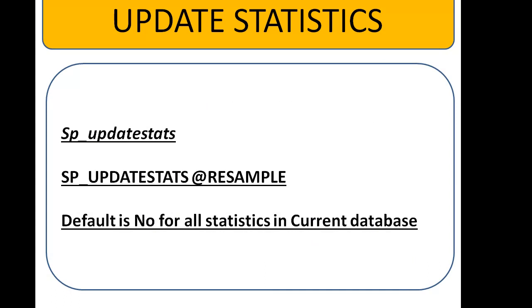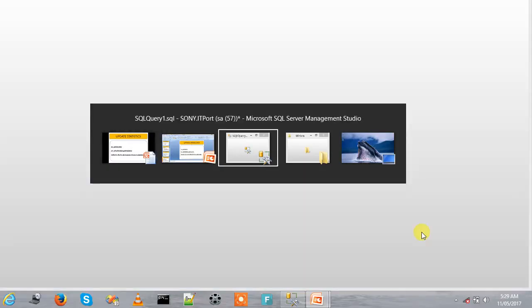Third one is sp_updatestats. It's a stored procedure used to refresh all statistics in the current database, and it has an optional input parameter, resample. We can give resample, and the default is no. So let us check with the simplest example for this.